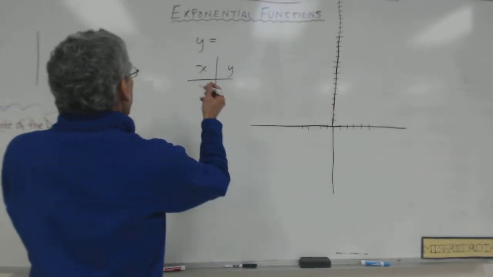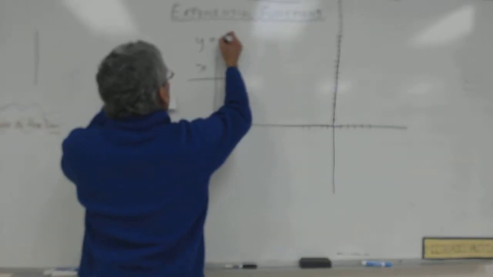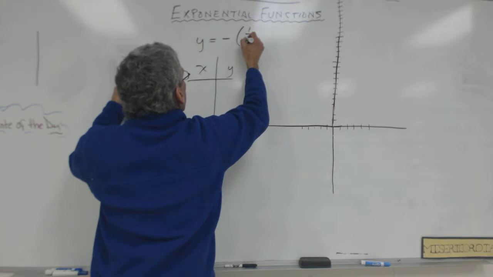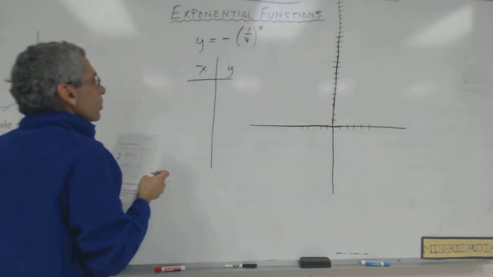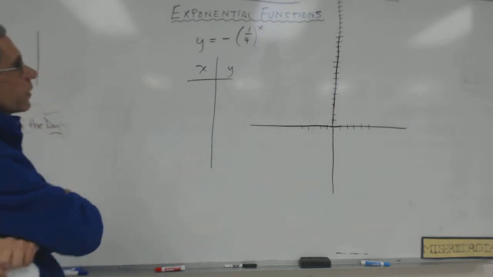Number 13 real fast, which is y is equal to negative 1/4 to the x power, right? Yeah. And so we're going to say, let me think about this for a second.